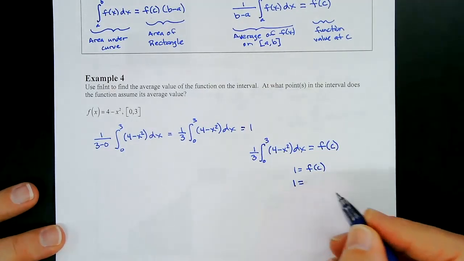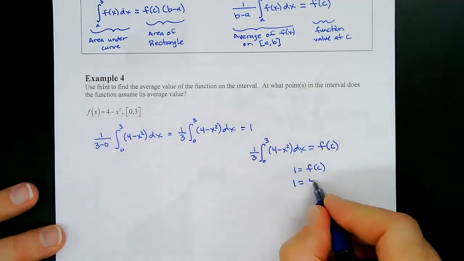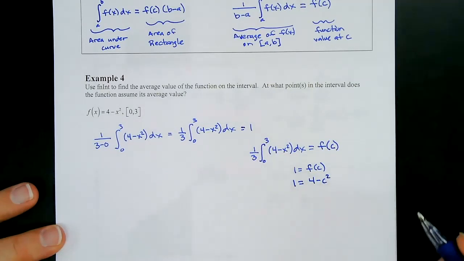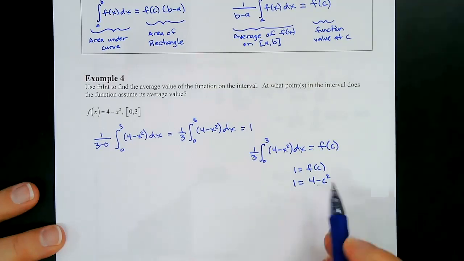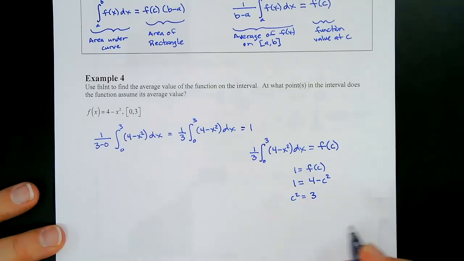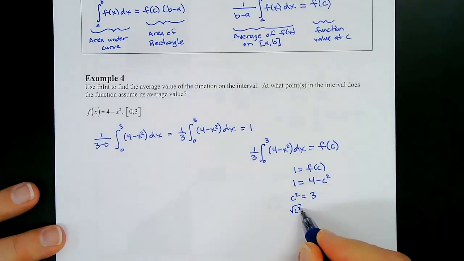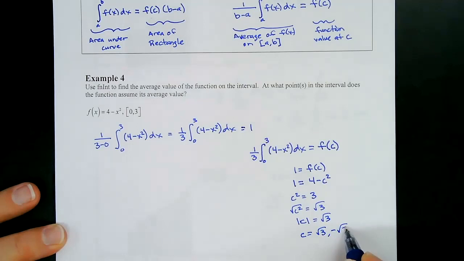That would mean 1 is equal to, if I put c into my f function, 4 minus c squared, because f of x is 4 minus x squared, okay? I'm going to move the c squared over to the left-hand side and the 1 over to the right-hand side. That would give me c squared is equal to 3. I'm going to square root both sides. That would give me the absolute value of c is equal to the square root of 3. That would mean c is equal to the square root of 3 or negative square root of 3.